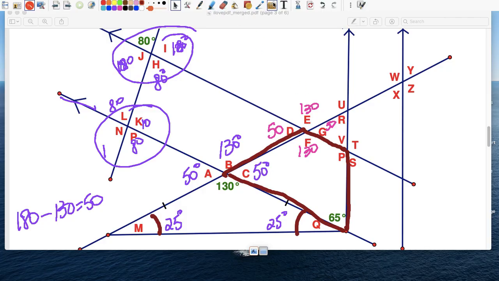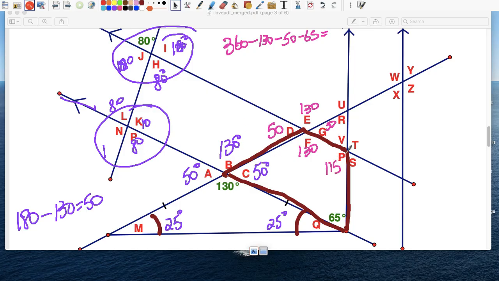I don't know if you remember that. So I have 360. I'm going to take away 130, take away the 50, and take away the 65. So what I have left over is going to give me angle P. 360 minus 130 minus 50 minus 65 gives us 115. This guy here is 115.